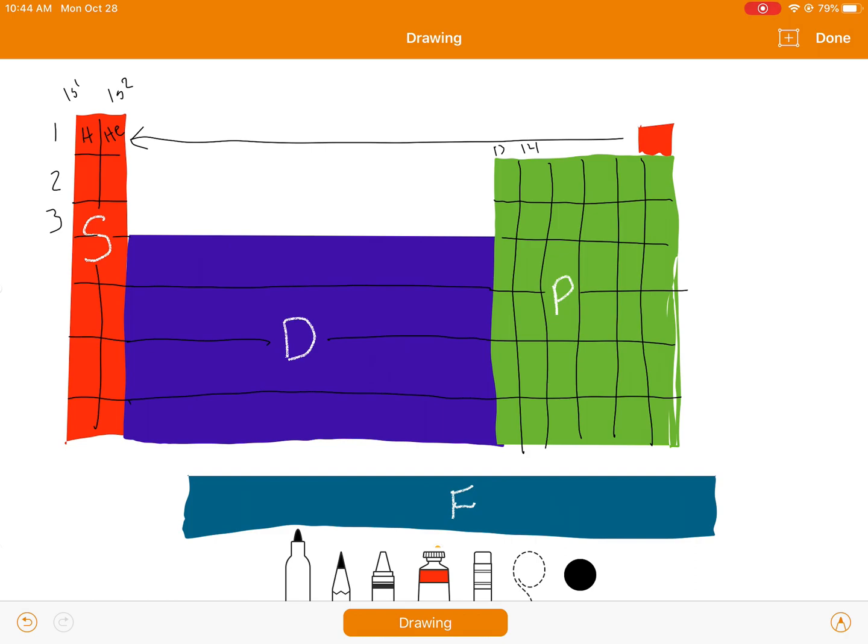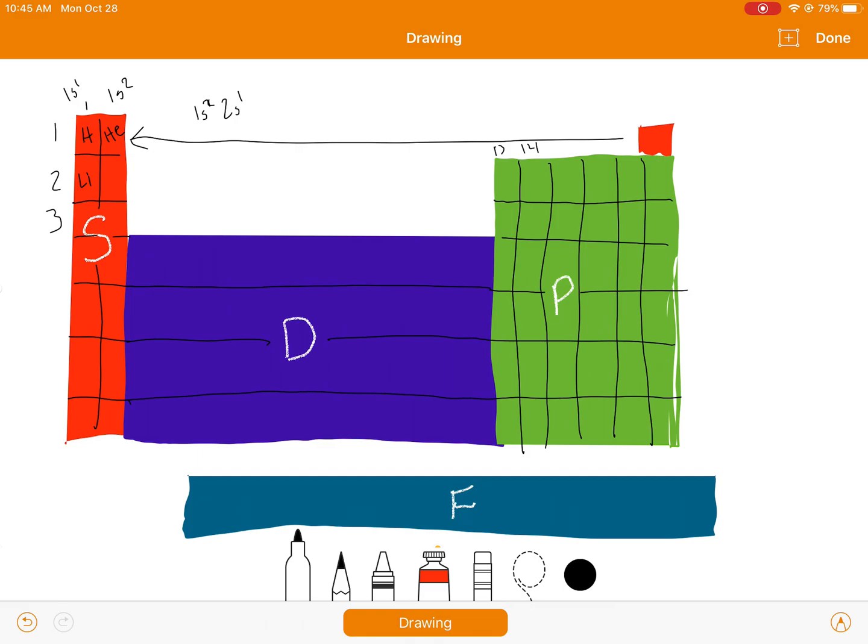You go down to lithium. Lithium ends in the 2s block in the first column. Lithium is 1s2, 2s1. That's kind of how it ends.